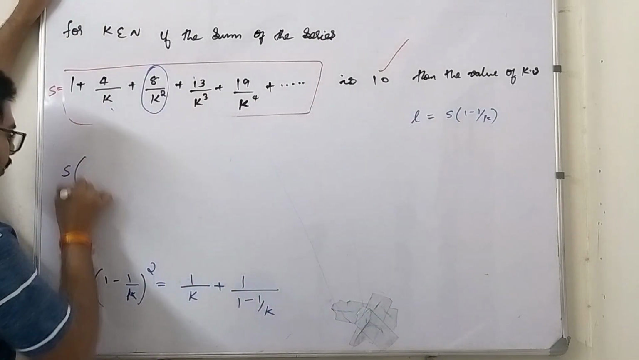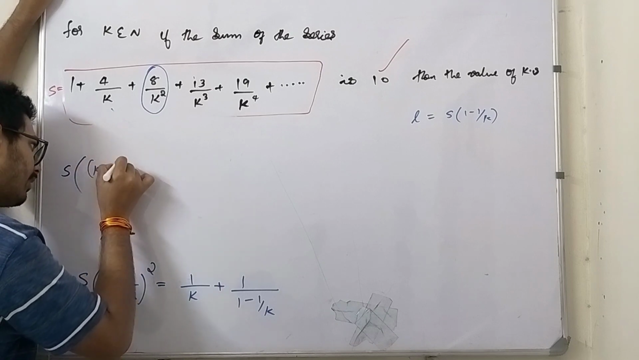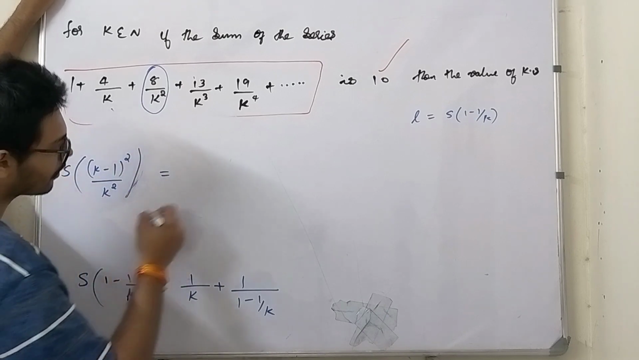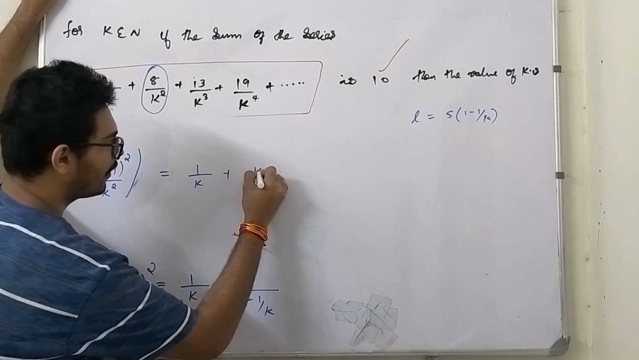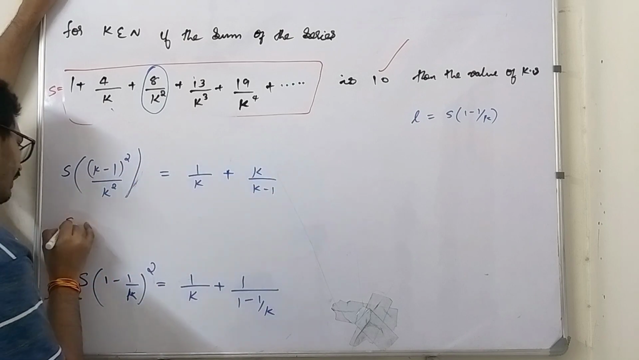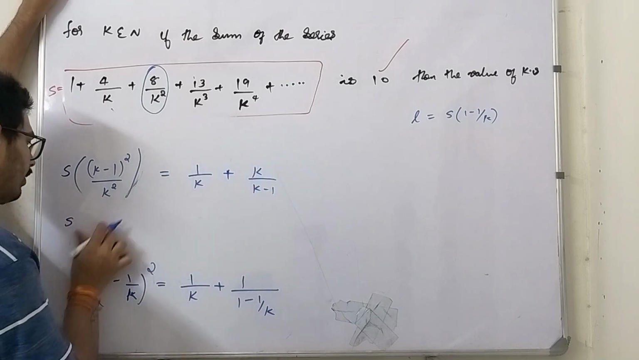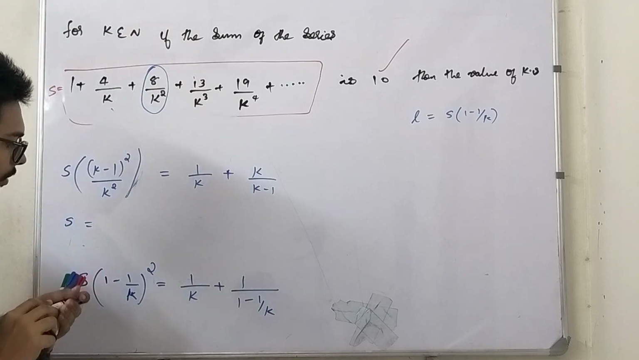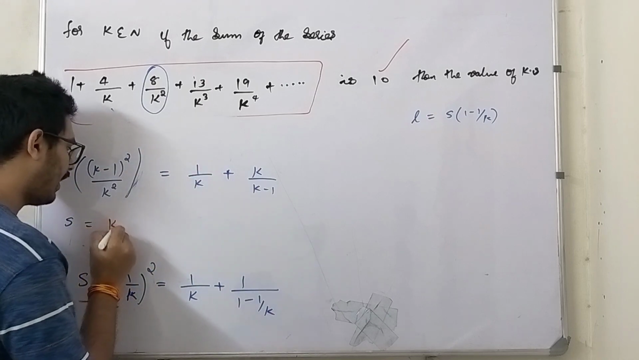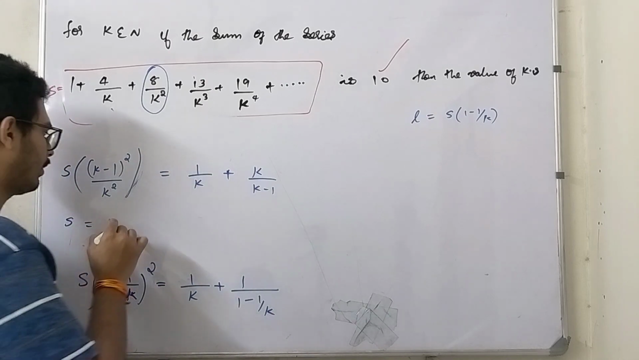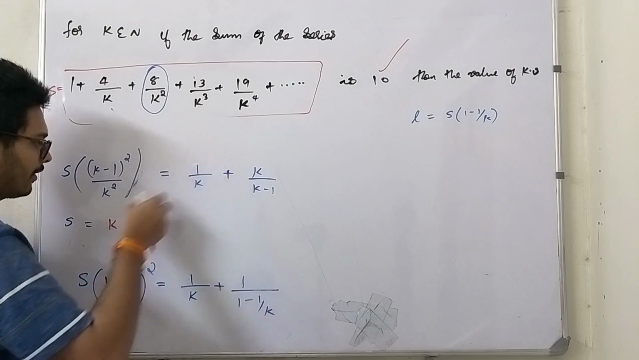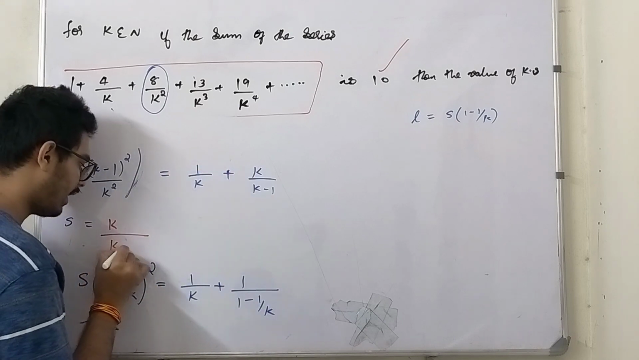you can solve this. S into, if you cross multiply, it will be k minus 1 the whole square divided by k square, and on this side it will be 1 by k and k divided by k minus 1. If you take the reciprocal and multiply, you will get the value of S equal to this 1 by k, and this k will be cancelling, it will be k into 1, it will be the k square and the k will be cancelling, numerator it will be k and the denominator part will be k minus 1.